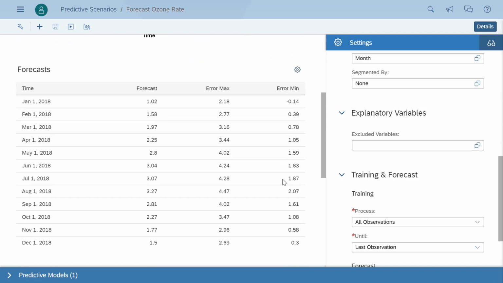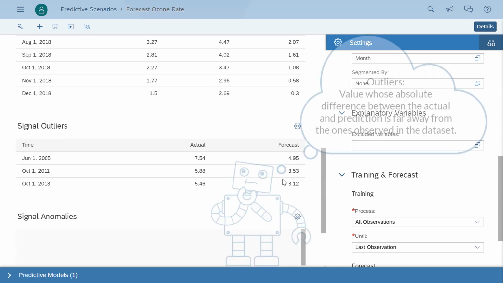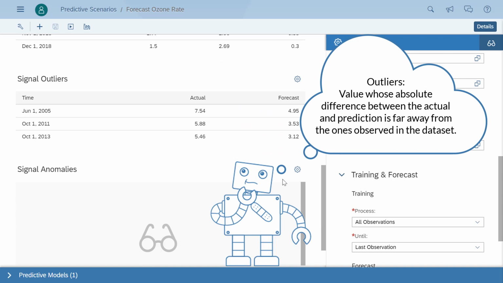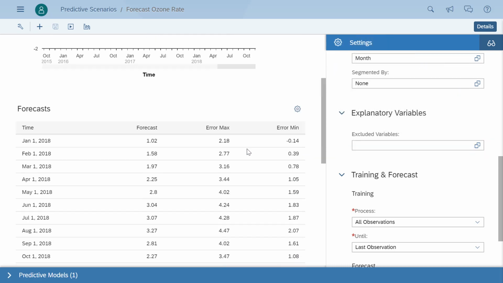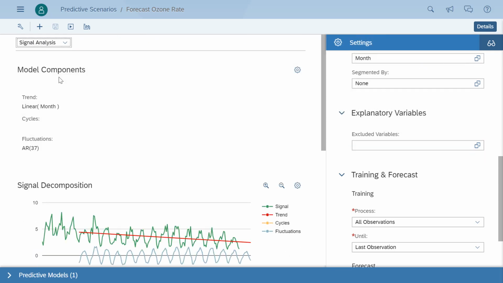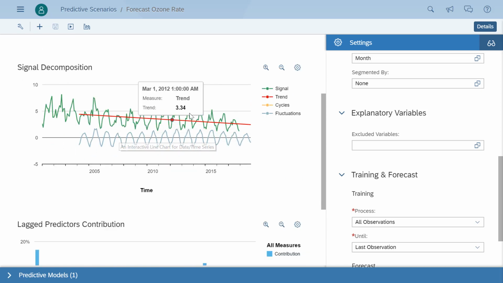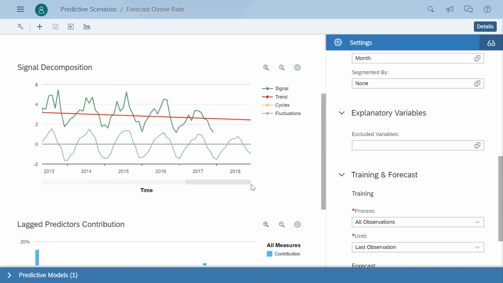In the tables below the graph, you'll find statistics on the forecasts and outliers. Identifying these outliers is easily done. The outliers don't disturb the forecast, as this is based on the model components. The last report displays visual representations of the model components. The trend curve is linear and decreasing over the years.